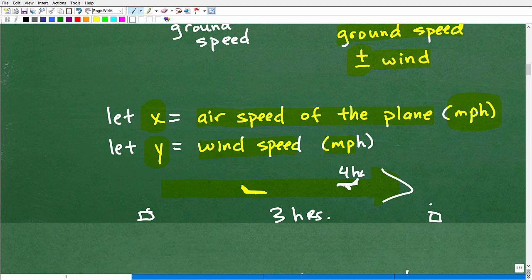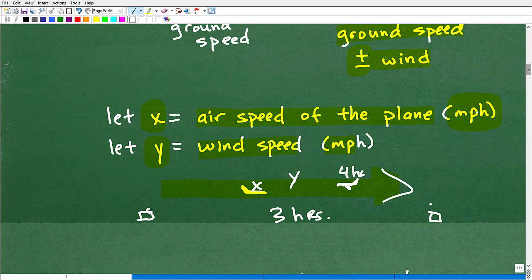But the wind, again, is going to be at one speed, so we could just say, okay, let y be equal to the speed of the wind, and then we'll let x be equal to the airspeed, okay? All right, so that's basically the two variables that I have.